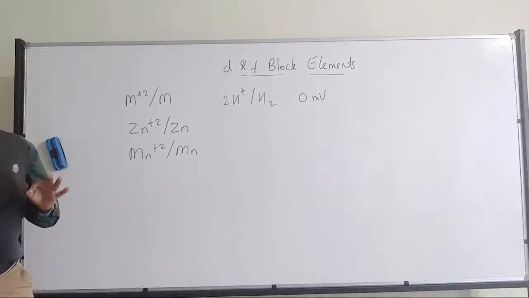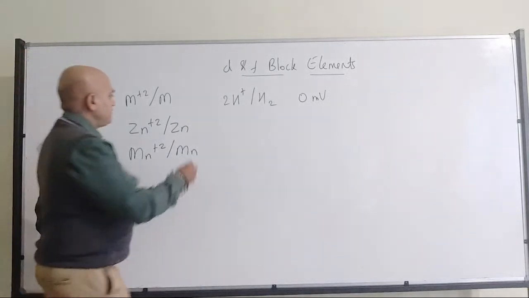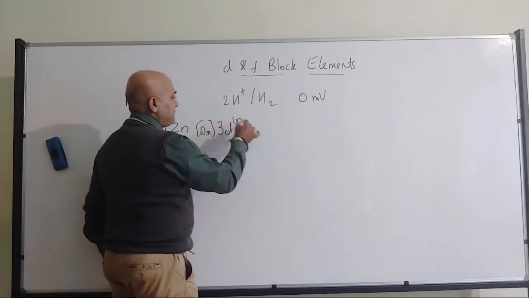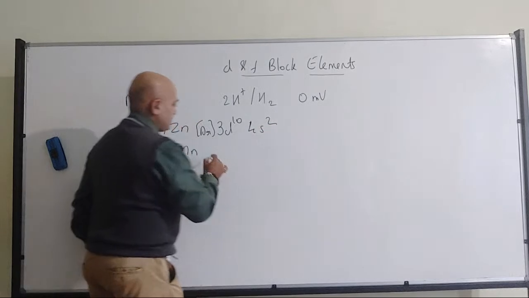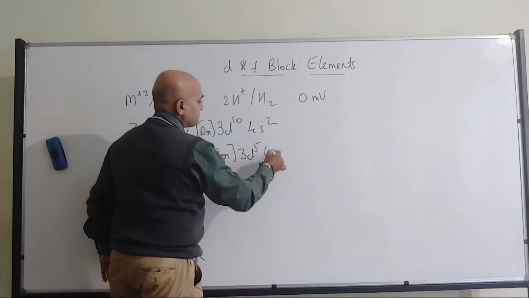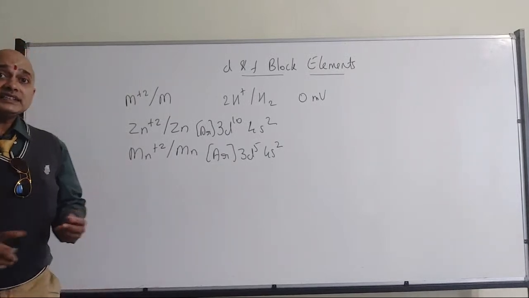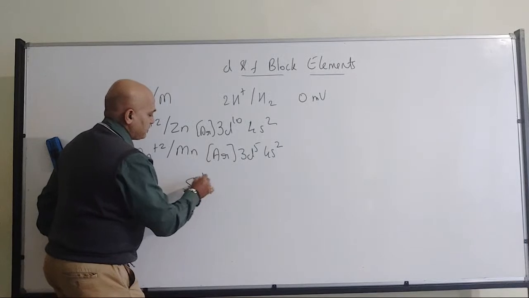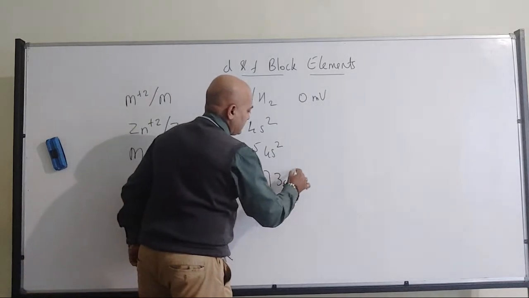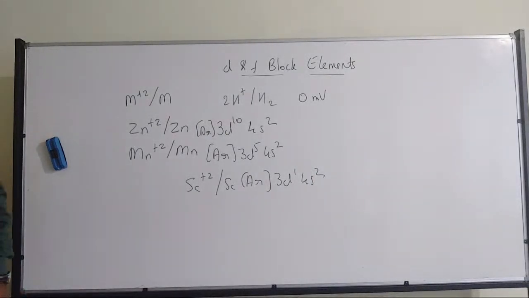Now, if you know the electronic configuration, say for example, if I take zinc, it will be 3d10 4s2. If I take manganese, then argon 3d5 4s2. So this is the condition, right? If I take scandium, it will have argon 3d1 4s2. So that's the electronic configuration.